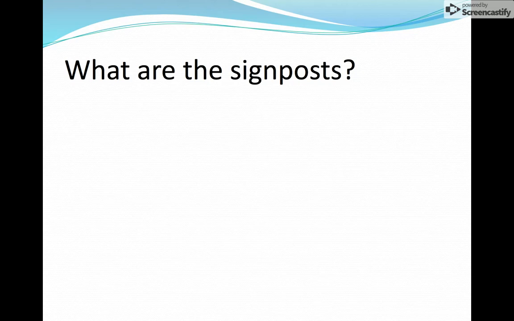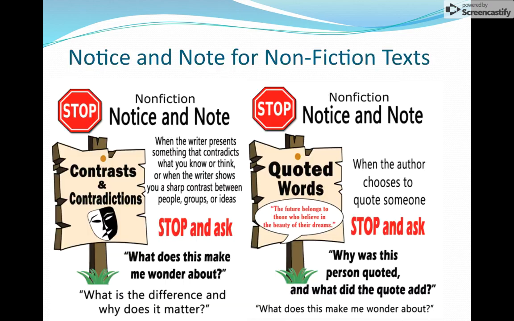Okay, so what are the signposts? Again, this is what you're going to write in your notes. There are 5 signposts. The first one is contrasts and contradictions, similar to the ones from notice and note fiction. The question that you're going to ask is, what does this make me wonder about? This is when the writer presents something that contradicts what you know or think, and when the writer shows you a sharp contrast between people, groups, and ideas. In other words, something that really shows a difference between 2 things. And then you stop and ask, what does this make me wonder about?